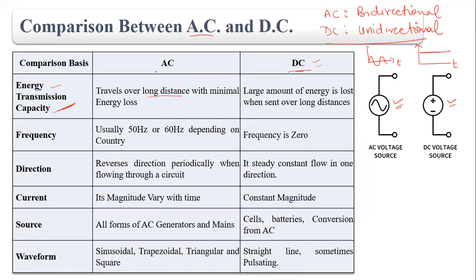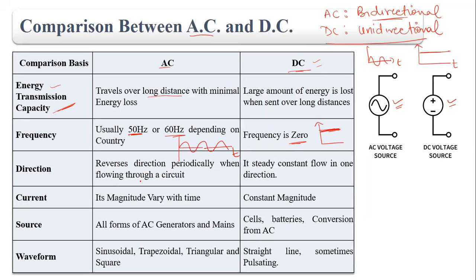Because AC is a bidirectional signal, it has frequency. Globally we have either a 50 hertz system or a 60 hertz system. However, DC ideally has zero frequency because DC is generally represented with a constant line, and AC is generally represented as a sinusoidal wave with respect to time.